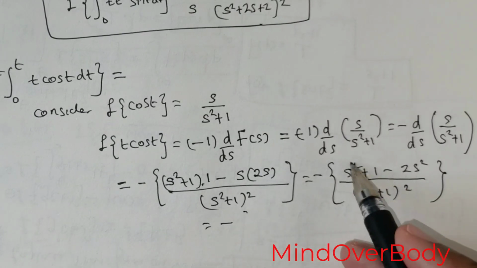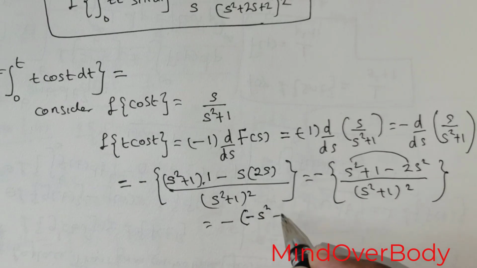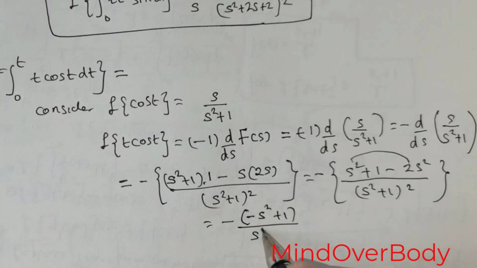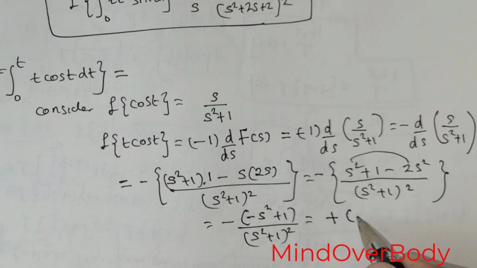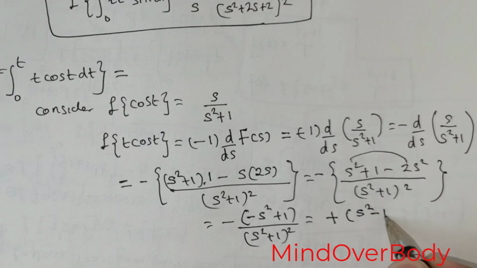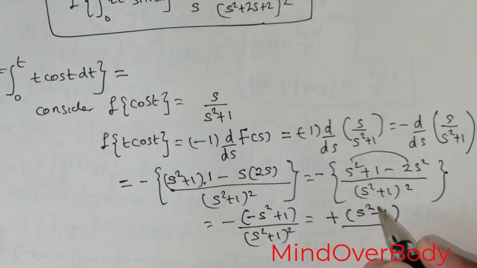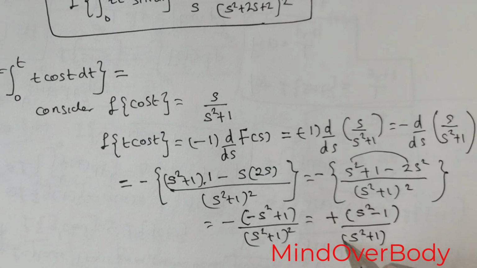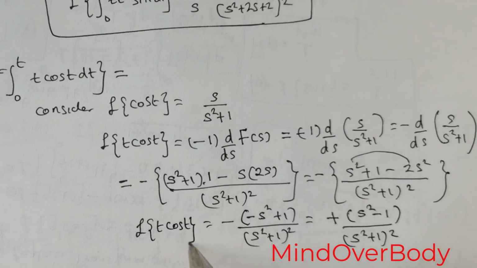This is equal to negative of s squared plus 1 minus 2s squared, divided by (s squared plus 1) squared. That gives negative of negative s squared plus 1, over (s squared plus 1) squared. Now I can take a negative sign out, so this becomes positive, and I can write it as s squared minus 1, divided by (s squared plus 1) raised to the power of 2.